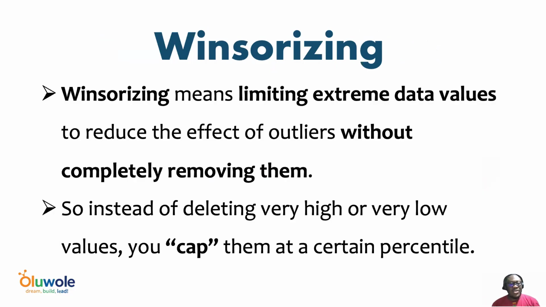Okay, so what is that Winsorization I was talking about? I say Winsorization means limiting your extreme data values to reduce the effect of outliers without completely removing them. Yes, you can do that. So instead of deleting very high and very low values, you cap them at a certain percentile. You calculate your 95th percentile. So that's what Winsorization means. We don't want to remove them. We need them. Is that 100? No. Okay, what is our 95th percentile? We cap everything to the 95th percentile.